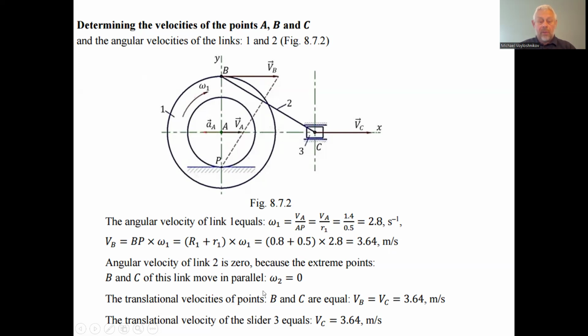The angular velocity of link number 2 is 0 because the extreme points B and C go in the same direction, rightward. So the velocity of point C is equal to the velocity of point B, the same 3.624 meters per second. As for the direction, B moves along a circle, but relative to the instantaneous center of the velocities, C moves directly to the right.